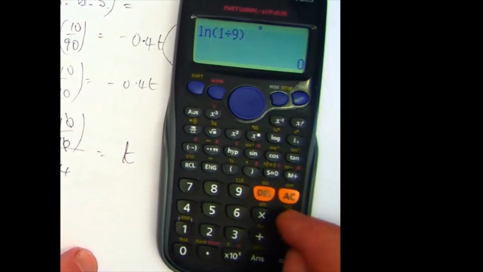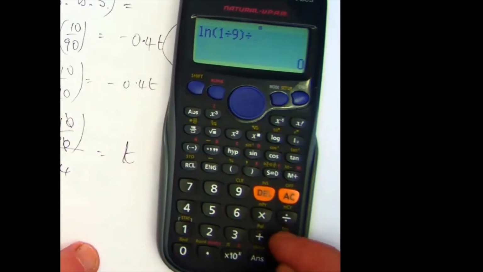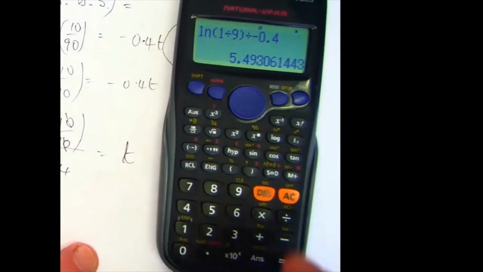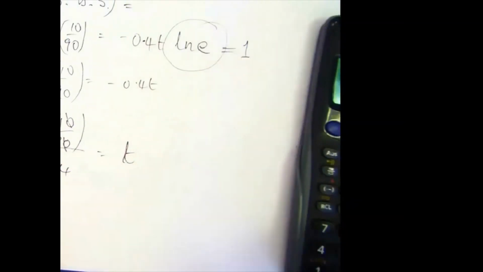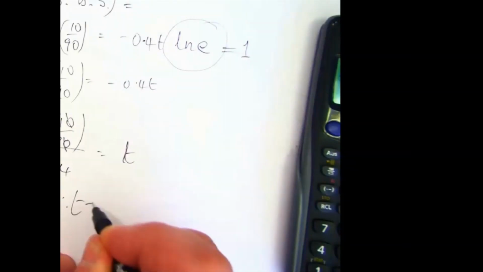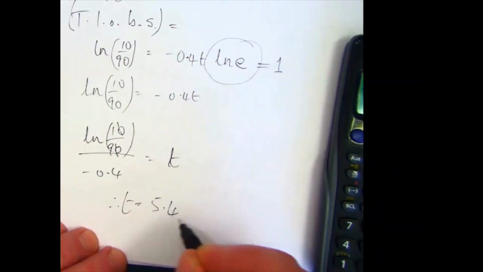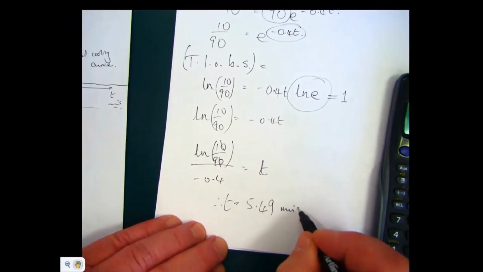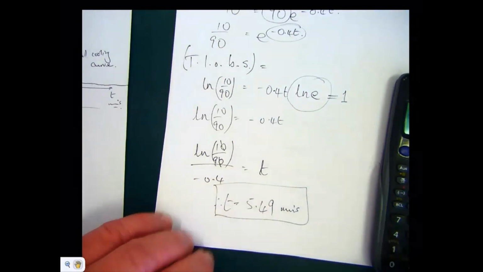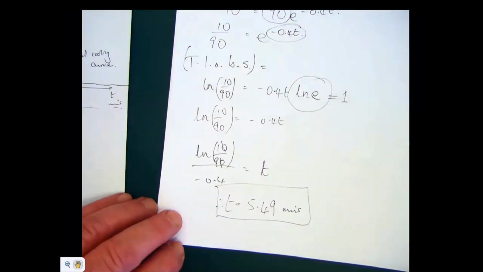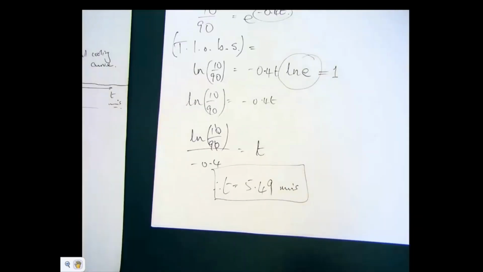Now, if I divide that by minus 0.4, hopefully, there we are. We've got the time. And we used it in minutes, so therefore, t is 5.49 minutes. And that would be more than adequate to get you the full marks. Your examiner or the lecturer might say to 2 decimal places or just to 1 decimal place.